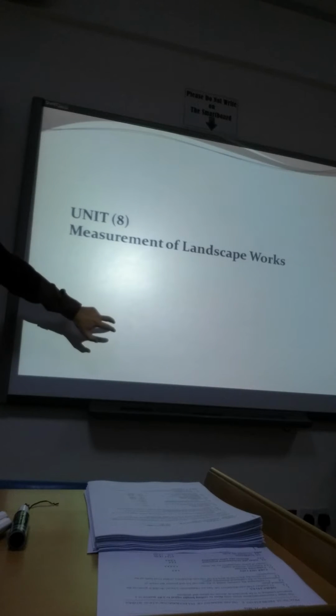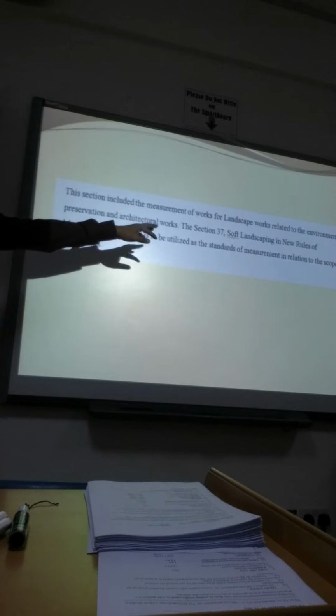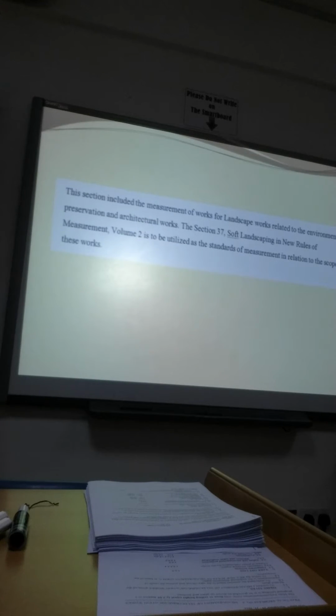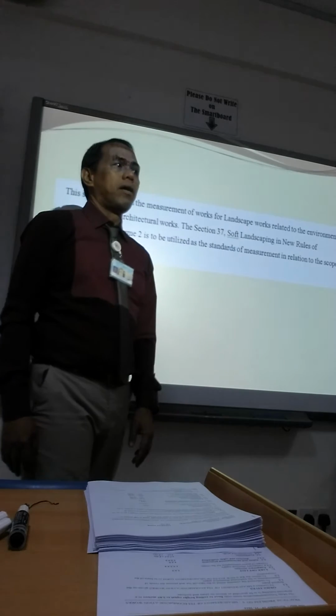Now, in the measurement of landscape work, this work section is stated under Section 37 of the New Rules of Measurement Manual, which is soft landscaping.